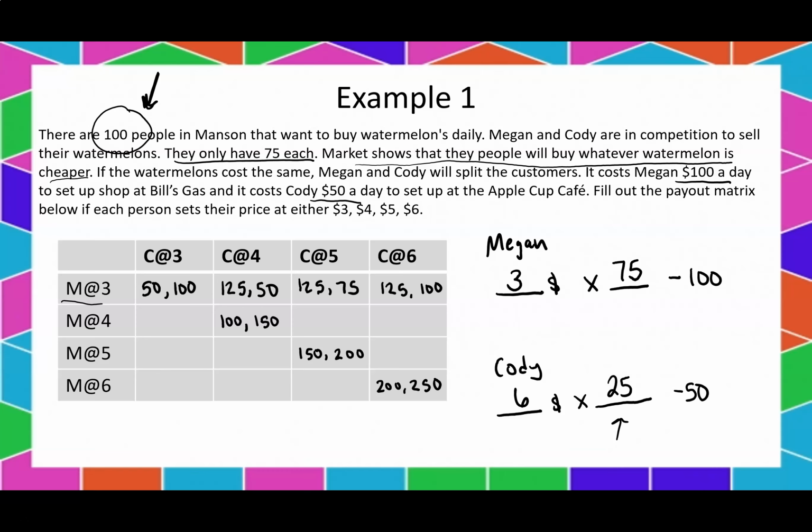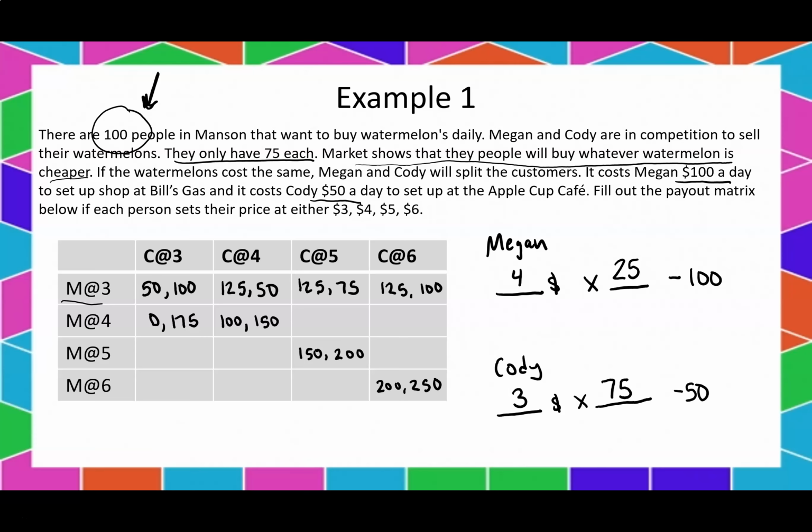All right, let's go to the next one here. And I like to kind of erase these. So here we're at Megan at 4 and Cody at 3. So Megan's at 4 and Cody's at 3, which means Cody, since he's cheaper, is going to get 75 customers, then run out of watermelons, and then Megan gets the remaining 25 customers. So doing that math, I'm left with $0 for Megan and 175 for Cody.